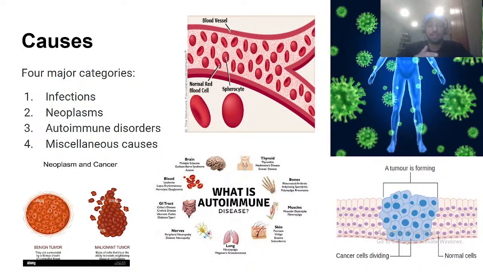Also, the causes that may lead to fever of unknown origin are divided into four major categories, starting first with the infections, neoplasms as a second one, autoimmune disorders, and miscellaneous causes.